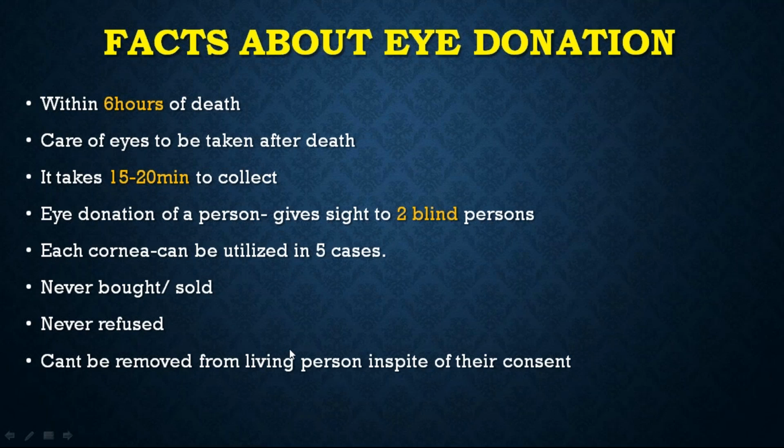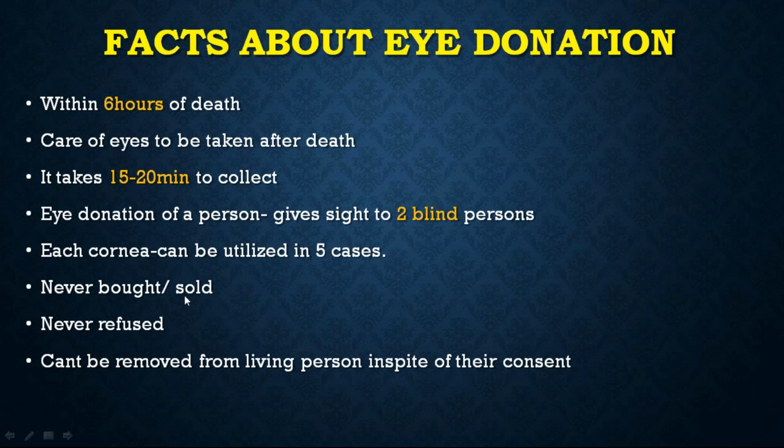Can it be removed from a living person? It cannot be removed from a living person. Even if the person gives consent, you should not remove a cornea from a living person. These are the facts about eye donation. They should be collected within 6 hours of death. Care of eyes should be taken after death, and it takes 15 to 20 minutes to collect.